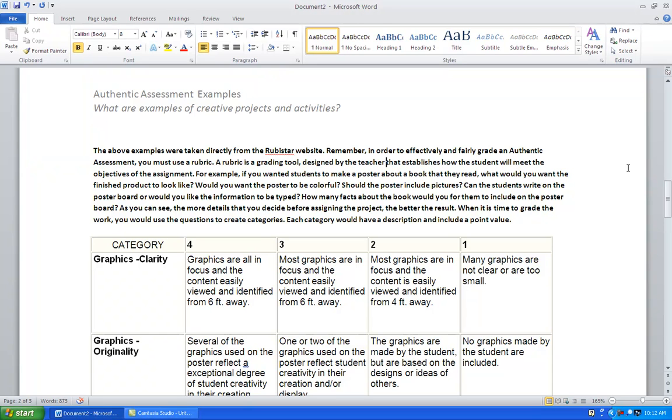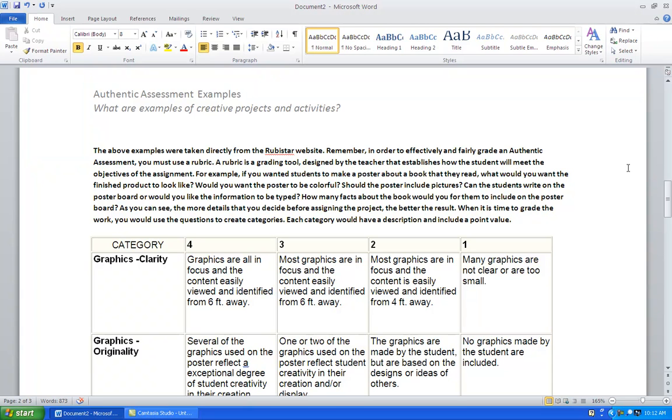Should the poster be colorful? Should it have pictures? Can they write on the poster board, or do you want everything typed and then glued? How many facts do you want? For example, if they're going to create a poster about a book, how many facts about the book would you like for them to include on the poster board?